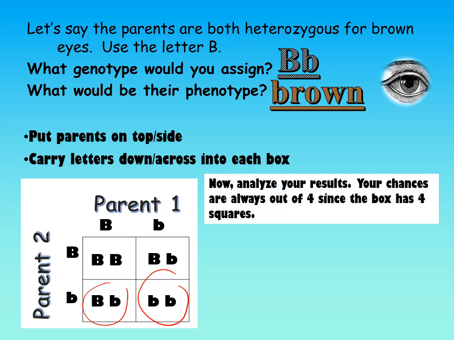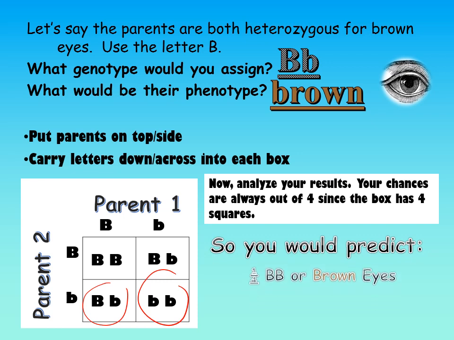So now you're going to analyze the results. So this is where the probability piece comes in. And we know that in this cross, or in any cross of Punnett squares, there's 4 possibilities, right? So the results are always out of 4. So if we're going to look, how many of our babies are going to have 2 brown alleles?